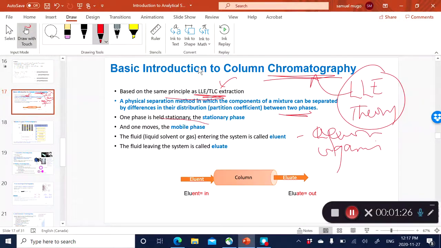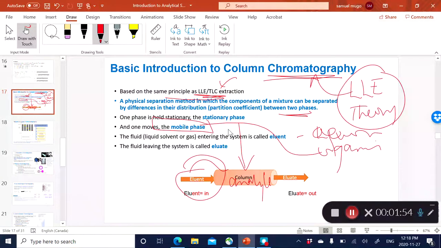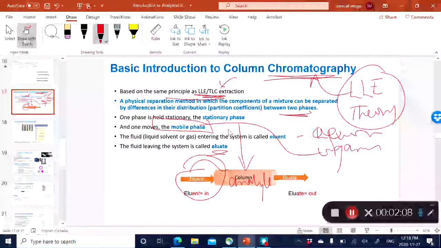So we said that with column chromatography, one phase is a mobile phase, whereas the other one is a stationary phase, which is typically packed inside a column. And so the mobile phase often is the eluent that pushes the analyte through the column, and the analytes would elute at different times as they come out. And whatever is coming out is what we often refer to as the eluate, which is the analytes that have been separated through the column.